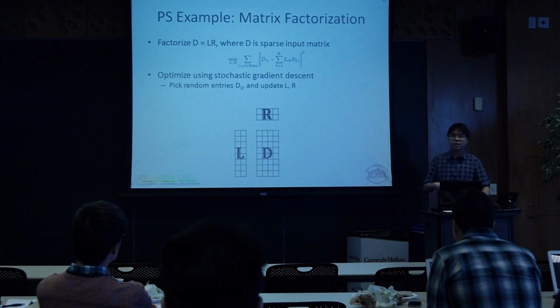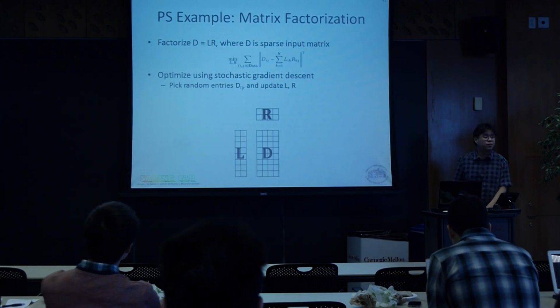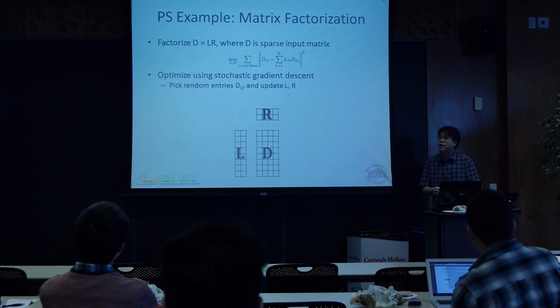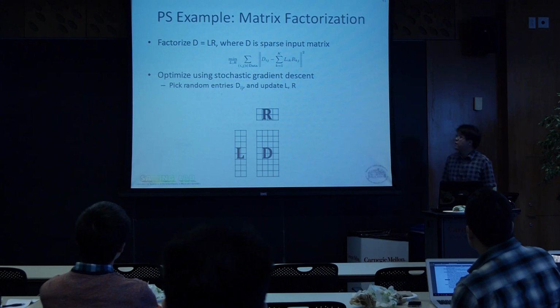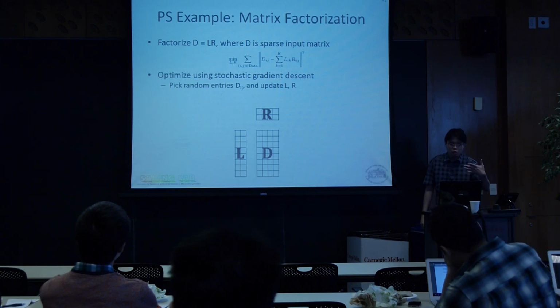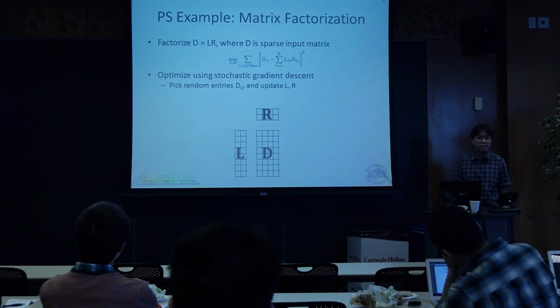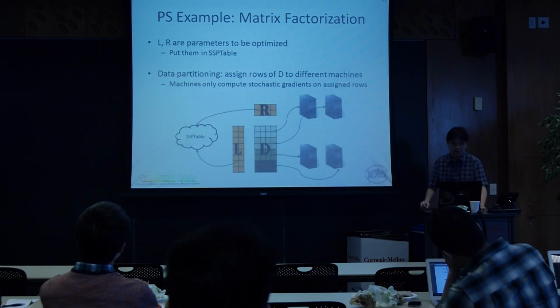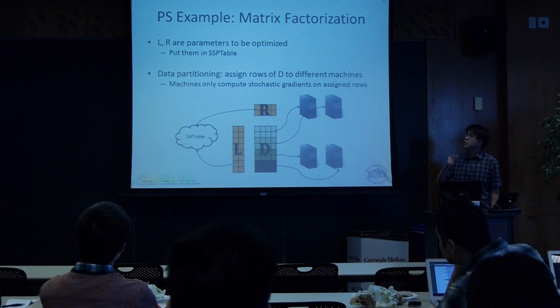Right. Let's dig a little deeper. How would you do this in practice for matrix factorization? The problem here is to factorize some matrix D into 2 factors L times R, where D is some sparse input matrix. Let's say you have a simple least squares objective function such as this one, and you want to optimize it using stochastic gradient descent, where essentially you're going to pick random elements of the matrix D_ij, and for every entry, you update the matrices L and R. Right? As I mentioned, L and R are the parameters to be optimized. You put those into SSP table.